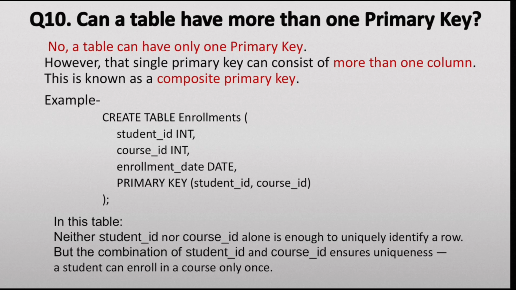So you can see in this table, neither student ID nor the course ID alone is enough to uniquely identify a record, but the combination of student ID and the course ID ensures uniqueness. A student can enroll in a course only once.